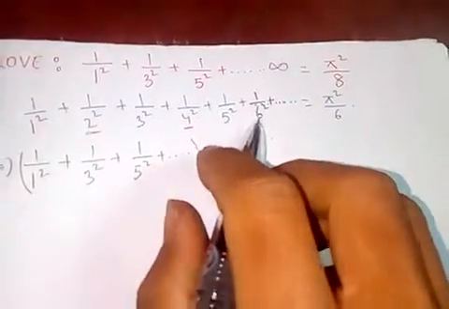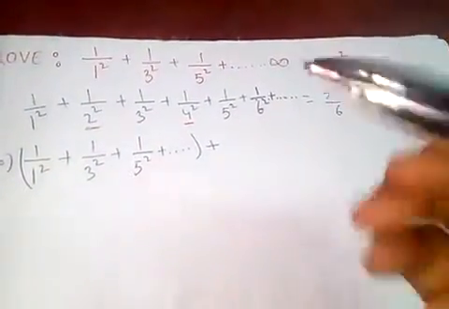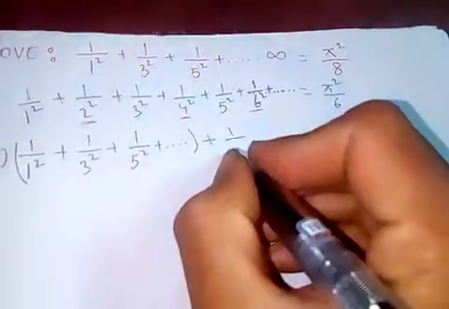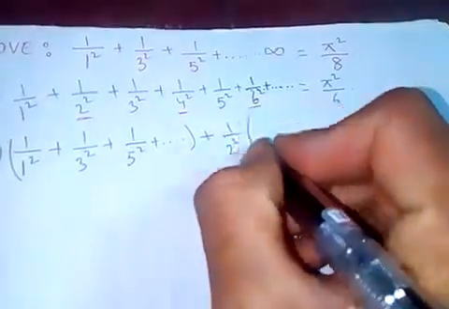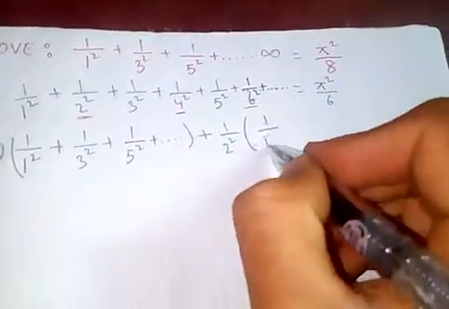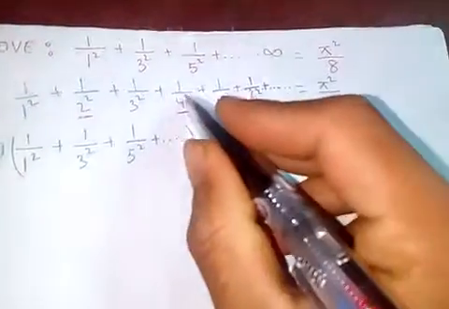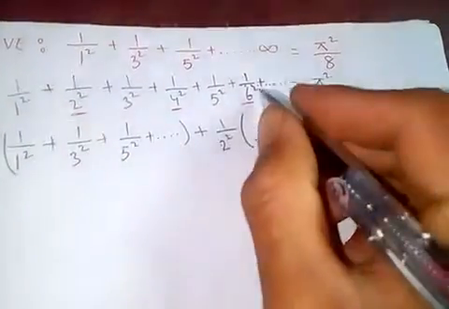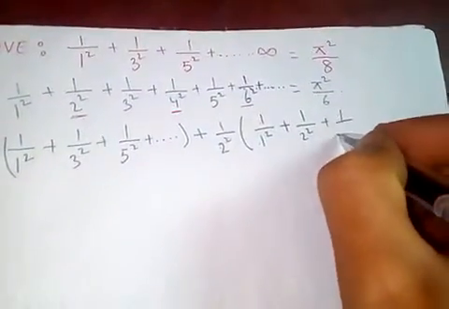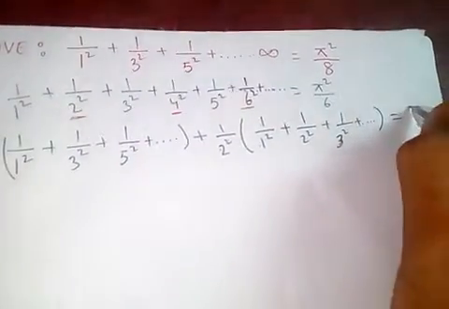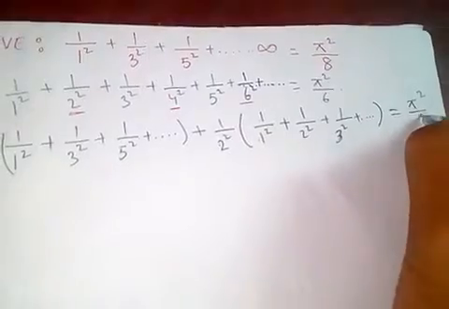Now in this, 1 over 2 squared can be taken out common. If I take out common, then here I can say 1 squared, no harm, plus here 2 squared we will be left with, and here 3 squared, plus and so on, which is called the pi squared over 6.